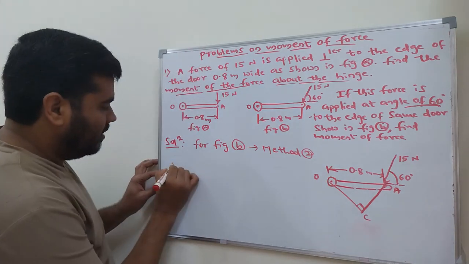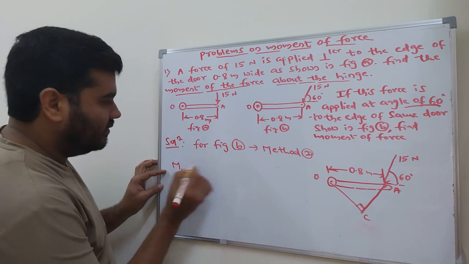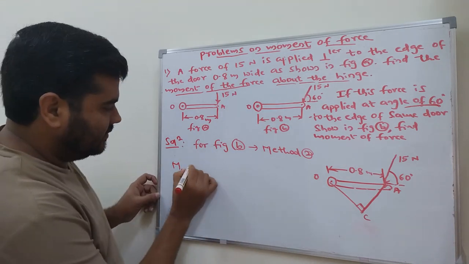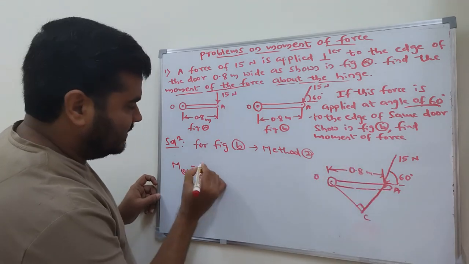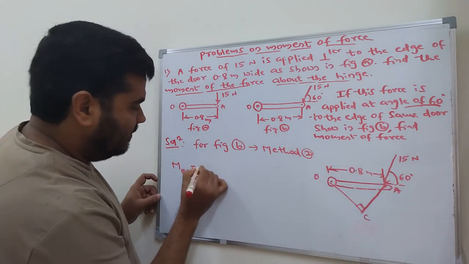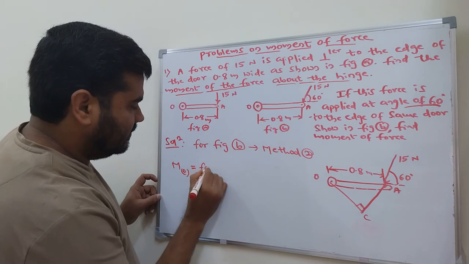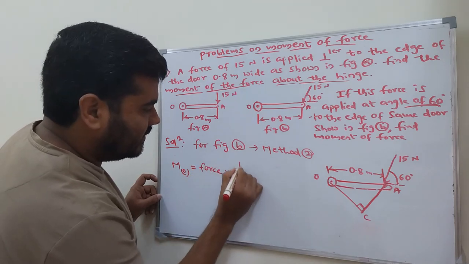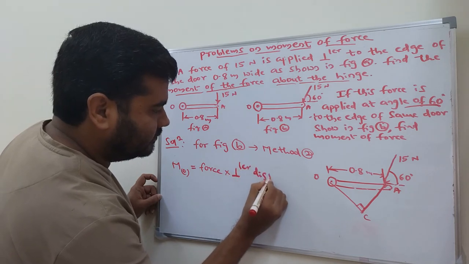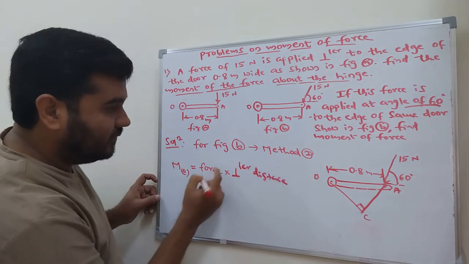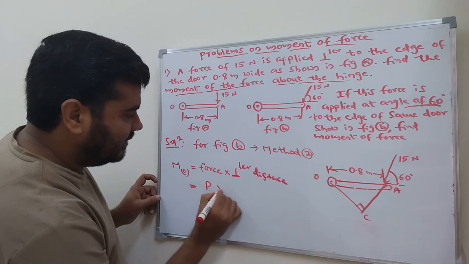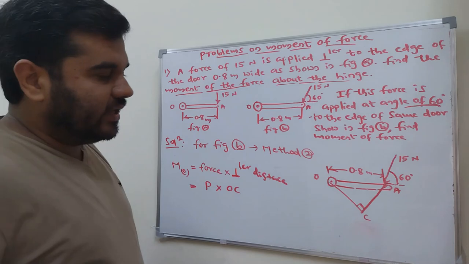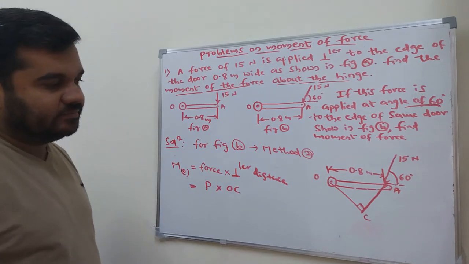Once again, I'll write the moment about O from the figure. Moment about O is equal to force into perpendicular distance. Force is P, already it is there. The perpendicular distance is OC. But you don't know OC. Now you should calculate OC. How will you calculate OC here?